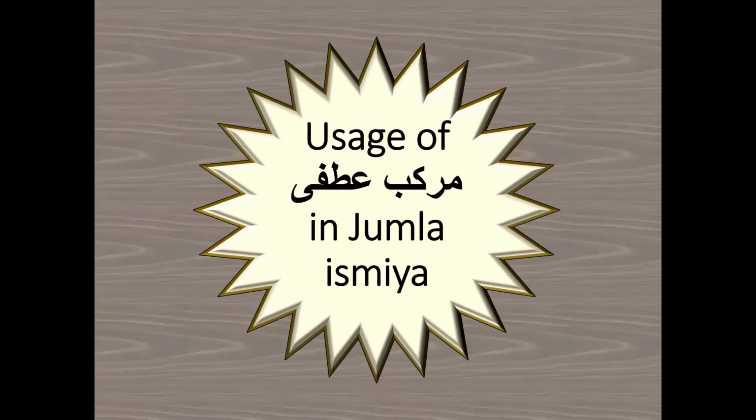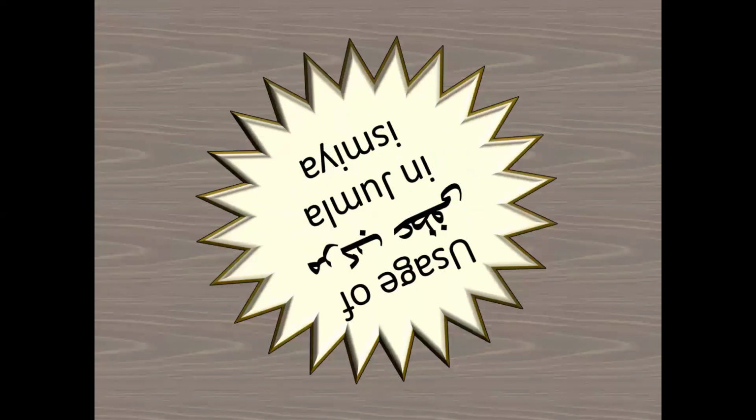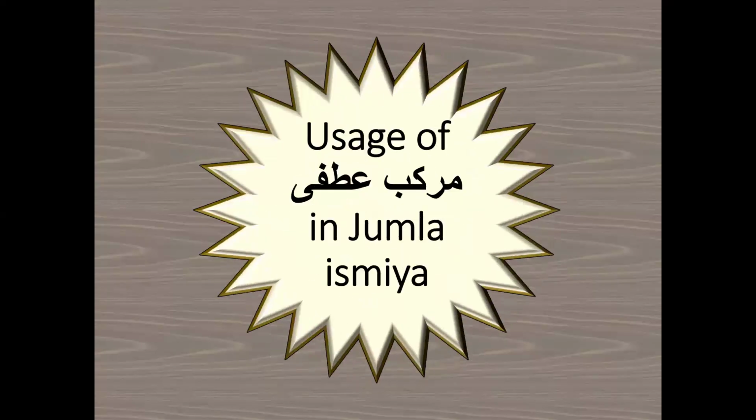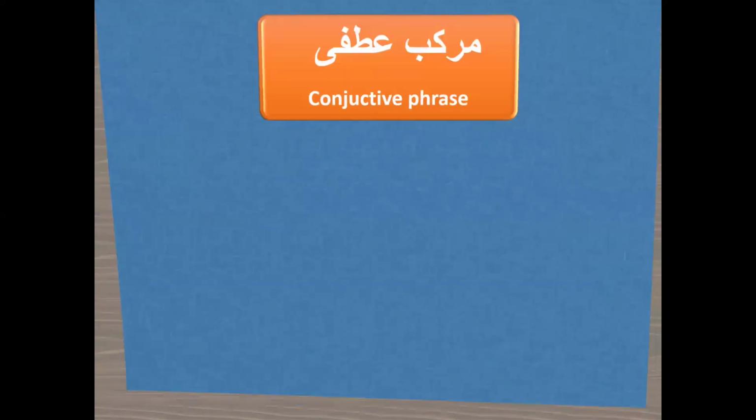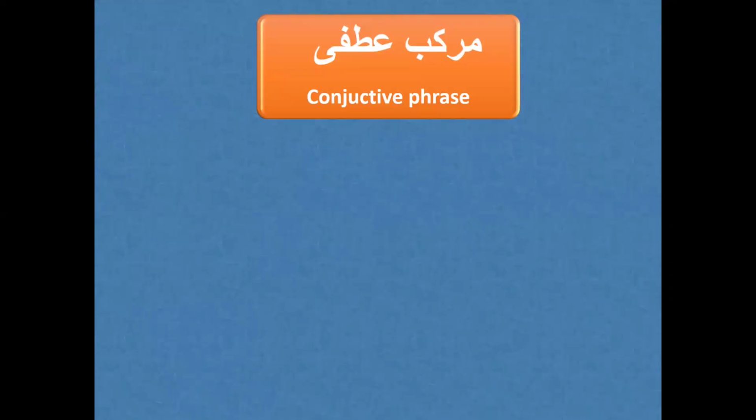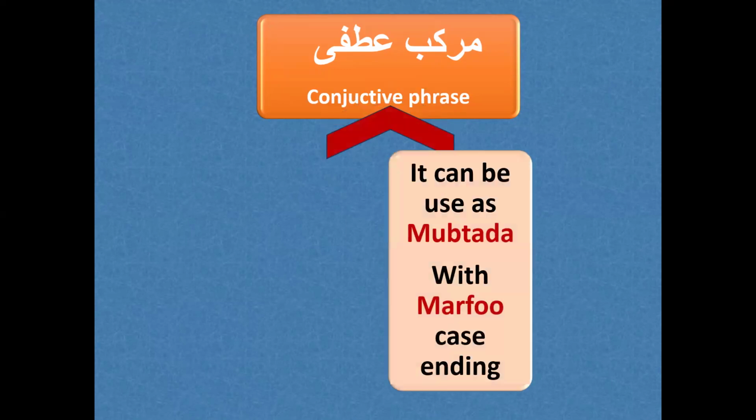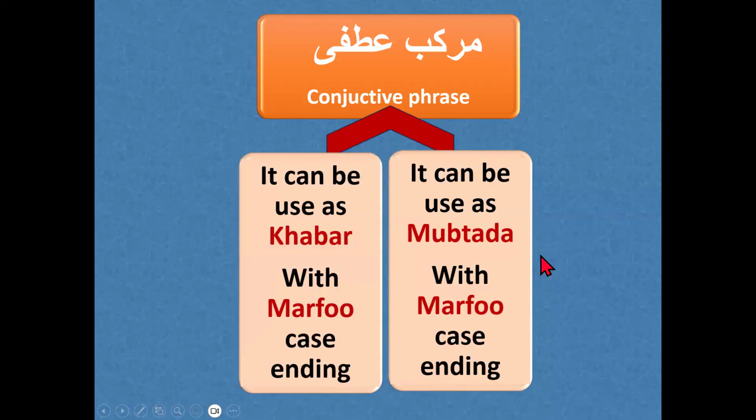All right, now from this slide, we will learn how we can use the Murakab Atfi in Jumla Ismiya. I will complete this Murakab Atfi in this lecture. There is no more lecture for Murakab Atfi, inshallah ta'ala. So I will complete all together in this lecture. There are two parts in Jumla Ismiya, as you know, Mubtada and Khabar. So Murakab Atfi can be used as a Mubtada with marfu case ending, and it can be used as a Khabar with marfu case ending.